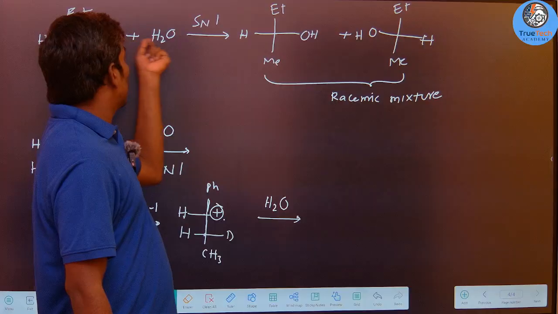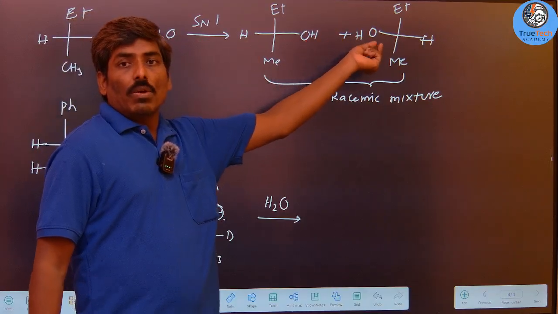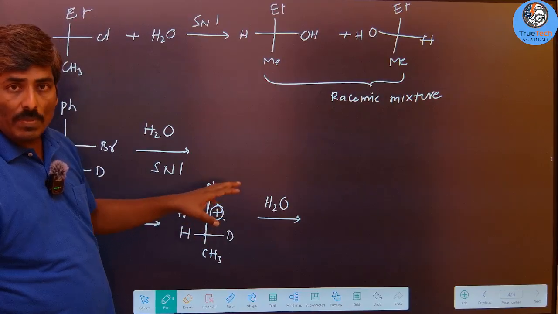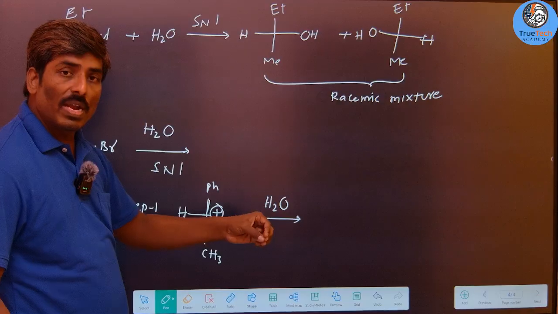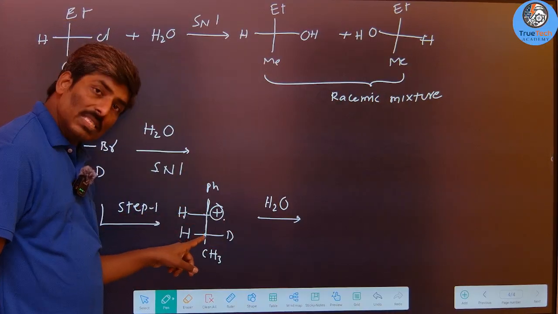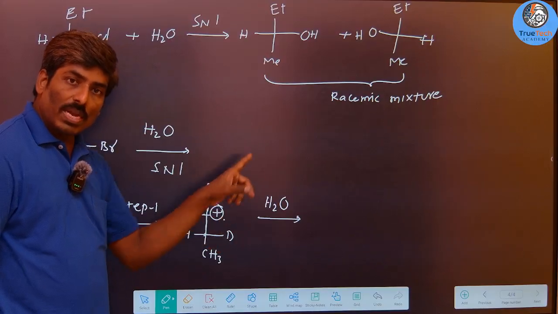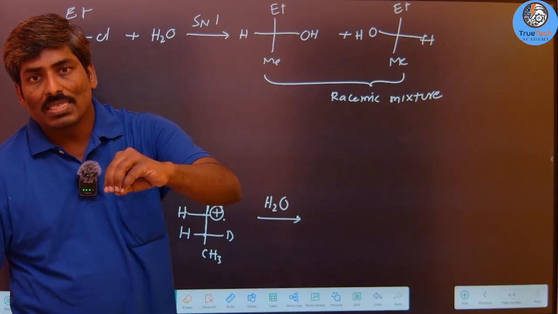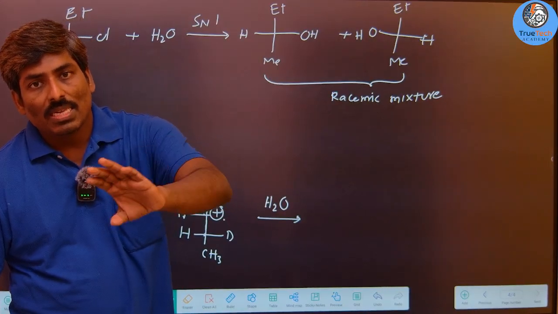Front side attack gives OH here, back side attack gives OH on the other side. Here also this carbocation has an empty p orbital, so the incoming nucleophile can attack from the front side and back side. But here one chiral center is fixed. Because of this reason, you are going to get diastereomers. One chiral center is changing, the other chiral center has no change.